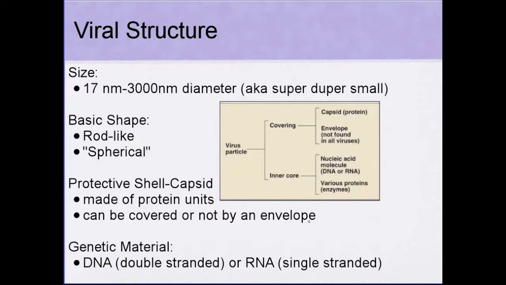And as I've mentioned already, they have genetic material, which can be DNA, which is double-stranded, or RNA, which is single-stranded. And something interesting is that typically RNA viruses mutate faster and better than DNA viruses. DNA viruses, because they're double-stranded, also have a mechanism which checks their DNA for mistakes, whereas RNA doesn't, and it's much, much easier for it to change.